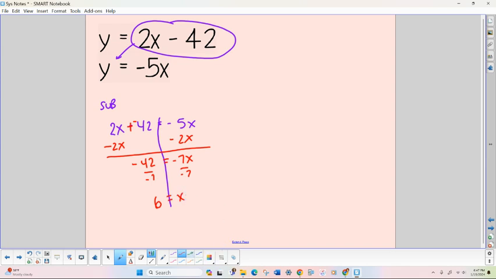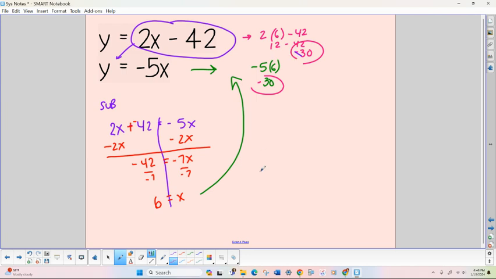And again, take all of 10 seconds to go back and plug it in. Obviously, this guy is the easier one to plug in. Negative 5 times 6 would give me negative 30. But let's also verify it in this guy here. 2 times 6 and then minus 42. That would be 12 minus 42, which again would give me negative 30. And ooh, Mrs. Leptak, I didn't make that guy negative there. So good, I have two negative 30s for my two answers. So final answer is 6, negative 30 for my final answers.